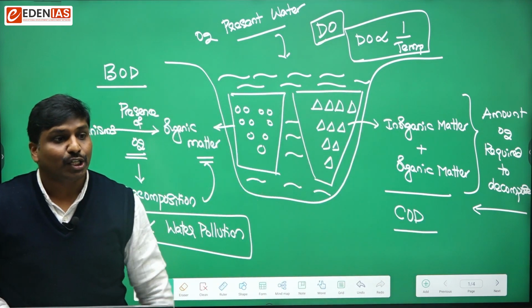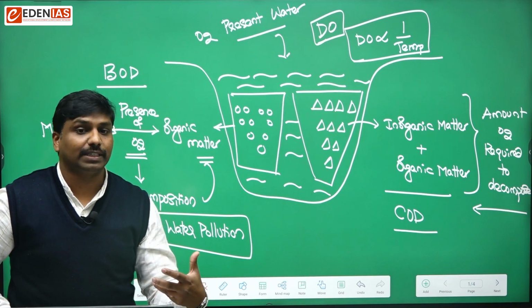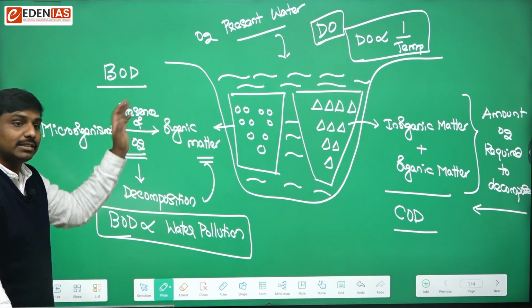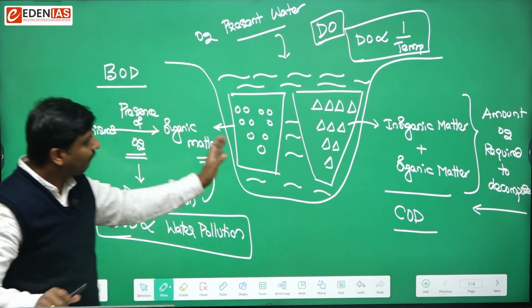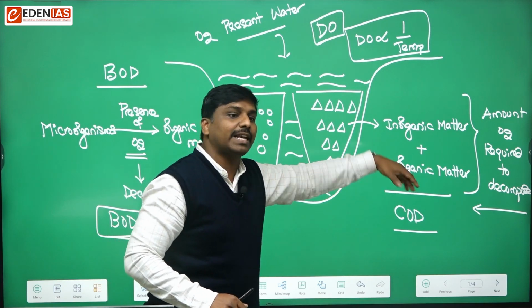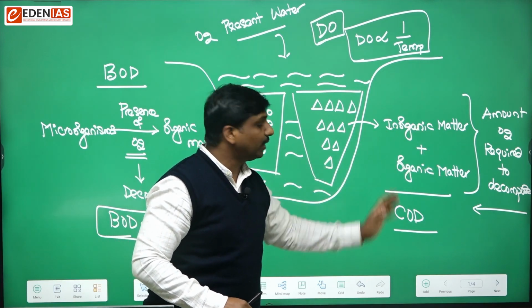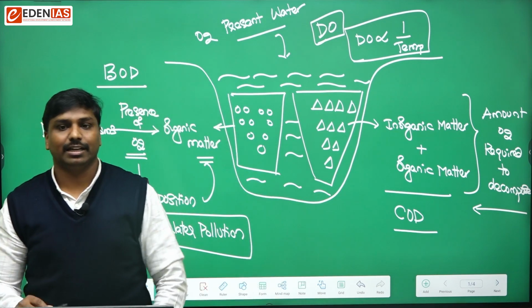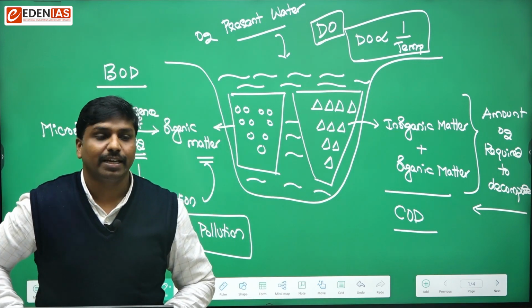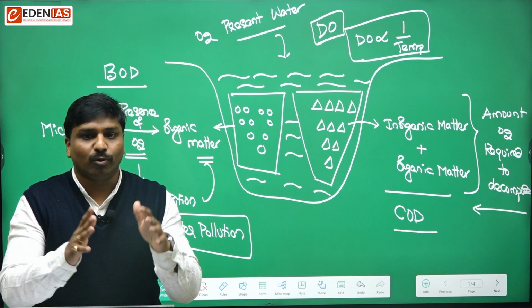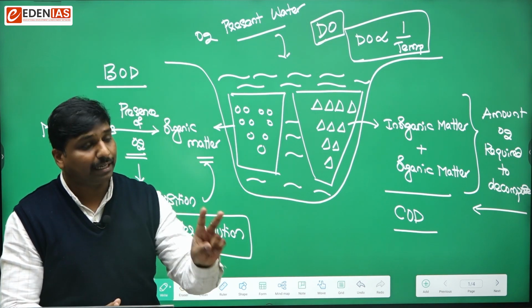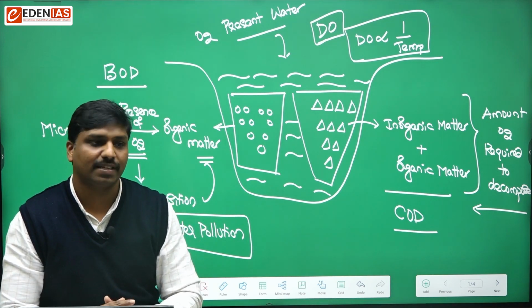Are you getting that? Only when we are talking with respect to organic matter, the amount of oxygen is BOD. If we incorporate both organic matter as well as inorganic matter, then the amount of oxygen required to decompose that is nothing but COD. Now you have understood BOD and COD. Both of them are measures of water pollution.